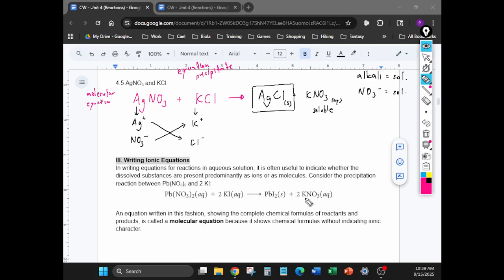Okay, but there are 2 other types of equations that are related to this. On your notes, I just want you guys to have this as your first row, and then we'll label the ones going downward. We're going to be using this to solve the remaining problems, or to talk about this concept. So the next type of equation is called the complete ionic equation.